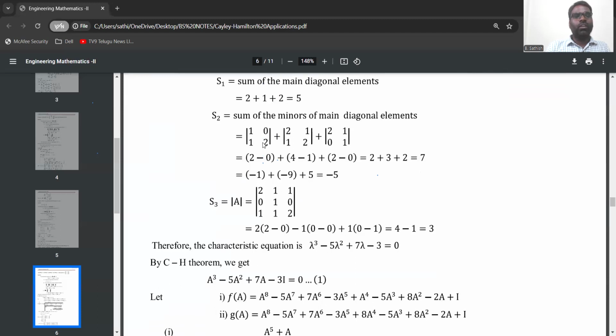Here again, the determinants of these three parts are: 1 into 2, 2 minus 1 into 0 is 0, plus 2 into 2 is 4, minus 1 into 1 is 1. So 4 minus 1, plus 2 into 1 is 2, minus 0 into 1 is 0. So we are getting 2 minus 0, plus 4 minus 1, plus 2 minus 0. So we are getting 2 plus 3 plus 2, which is 7. So the S2 value is given by 7.